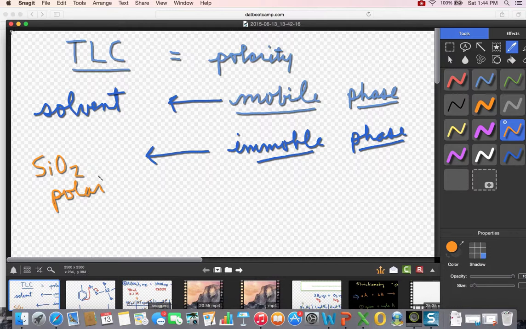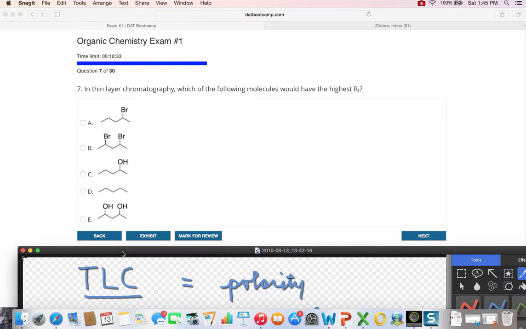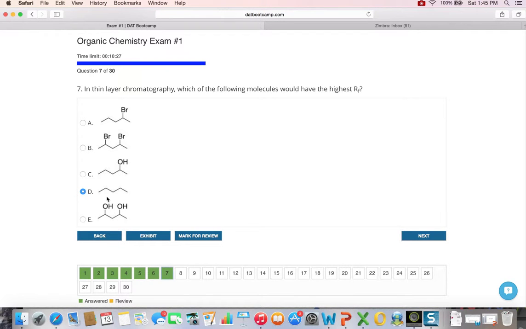The measurement that we use to quantitate movement is the RF value. Non-polar compounds have very large RF values, while polar compounds have very small RF values. So if we go back to the question, which one has the highest RF, they're asking us which molecule is the least polar. That certainly is going to be the straight up alkane. Pentane would be our answer for number 7.